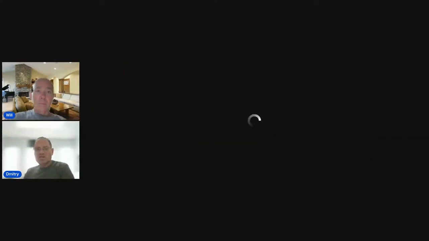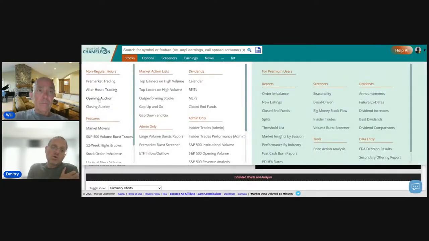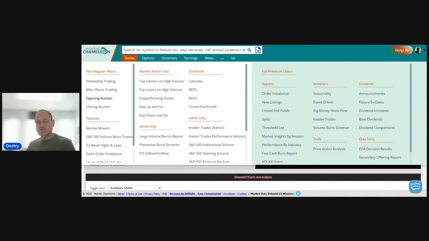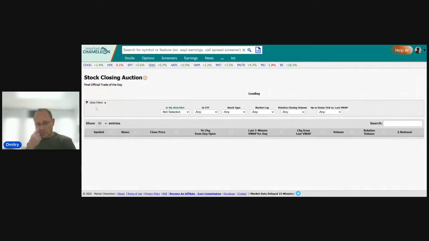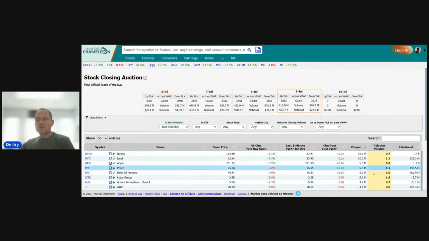And today we're going to talk about the closing auction screener. Let me share my screen. This is also a new feature that we added yesterday, and I'm going to navigate to it under stocks. We talked about the opening auction yesterday. Today we'll talk about the closing auction. So under stocks on the left-hand side, click on closing auction. We're going to come to this screener, and let me sort this by volume, highest volume up here.